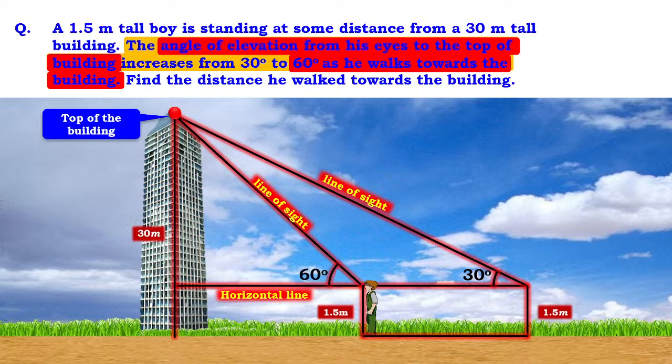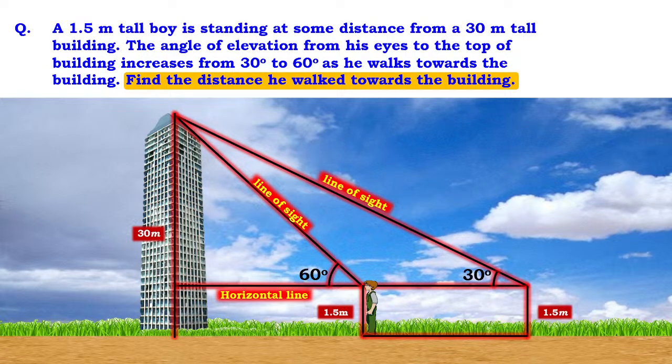And what is the angle now here? 60 degree. Okay. So now what happens? We have to find the distance he walked towards the building. Kitna distance wo chala, matlab that value I have to find. Do you all understand? I take it as a diagram now.